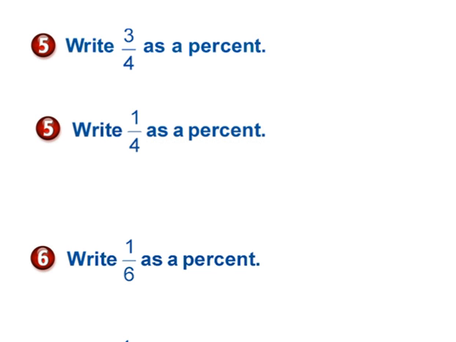3/4 as a percent. I'm going to choose to write this as a decimal first. So I'm going to say 4 divided into 3. 4 will go into 30 7 times, that'd be 28. Subtract, get 2. 4 will go into 20 5 times, so it's 0.75. And then I move my decimal point 2 places, so it'd be 75%.